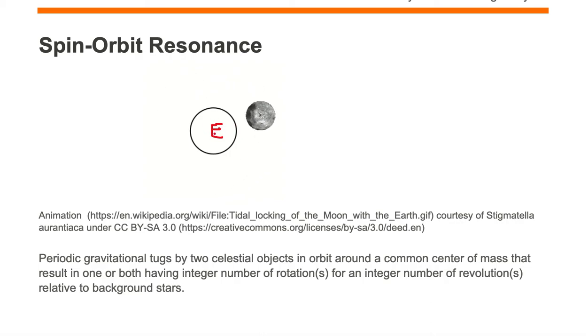And that's because in this animation, the center of mass of the system is located at the center of the Earth. So the Earth does not move, even though it does revolve and rotate. The moon revolves around the Earth.